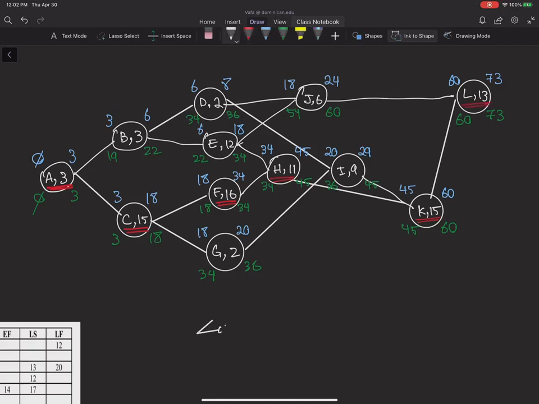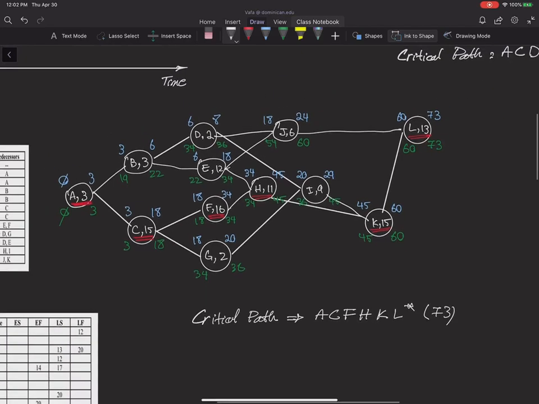So I can see that my critical path is A, C, F, H, K, L, and the duration of this path is 73 days.